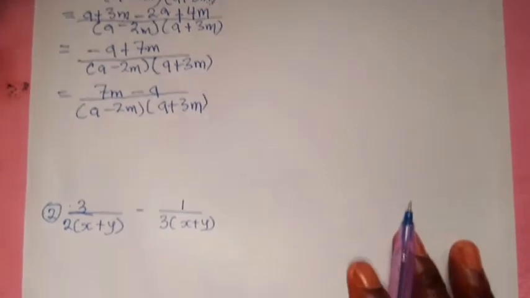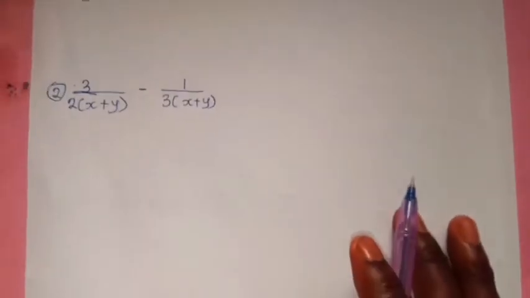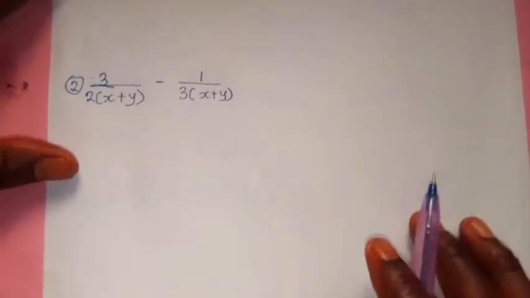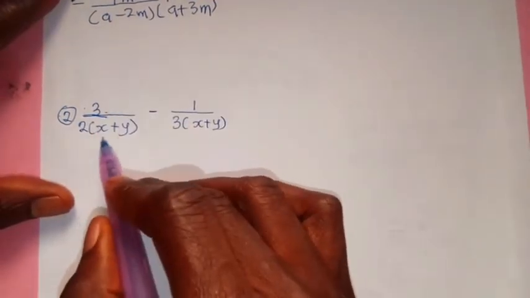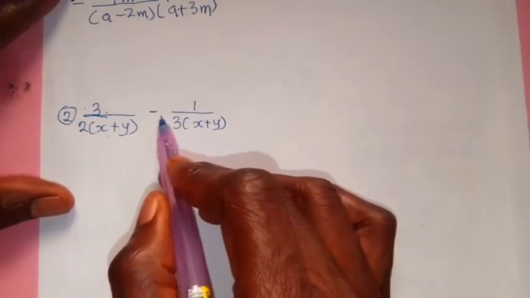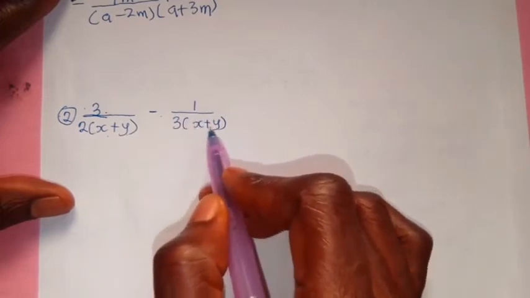Now let's quickly move to the second question displayed here. As you can see, here we are asked to solve 3 upon 2 into bracket x plus y, minus 1 upon 3 into bracket x plus y.